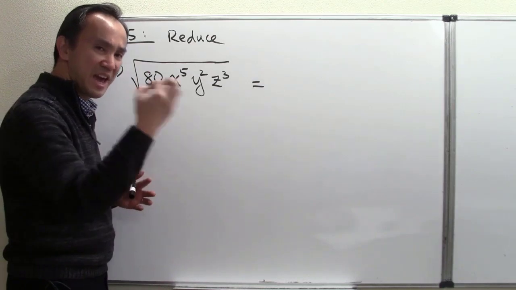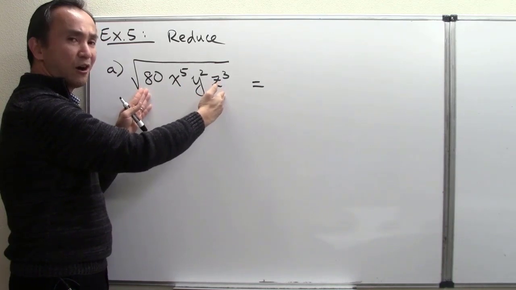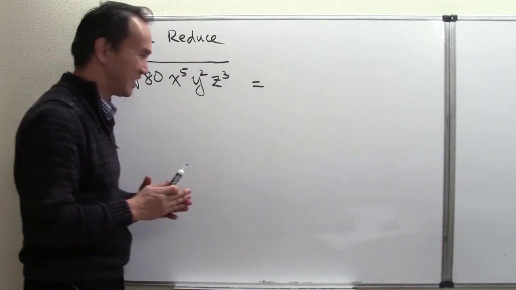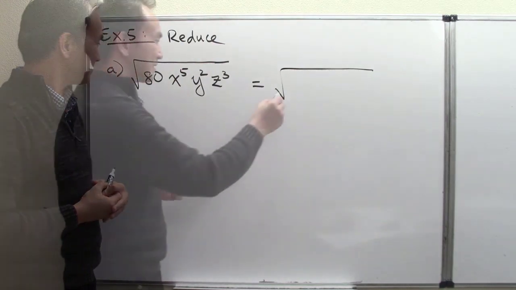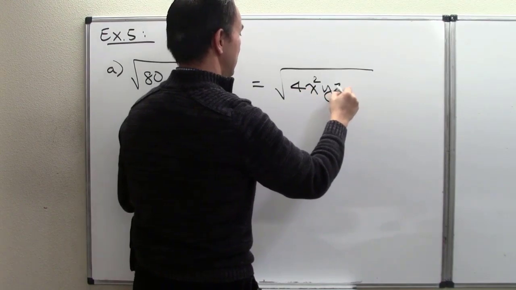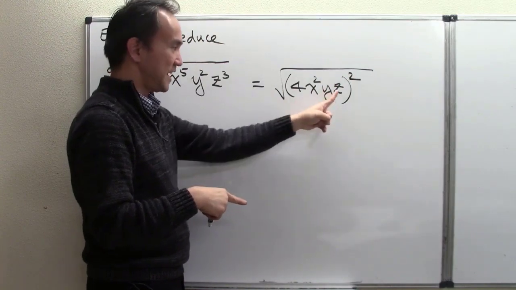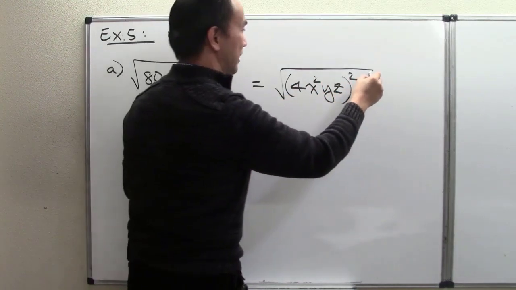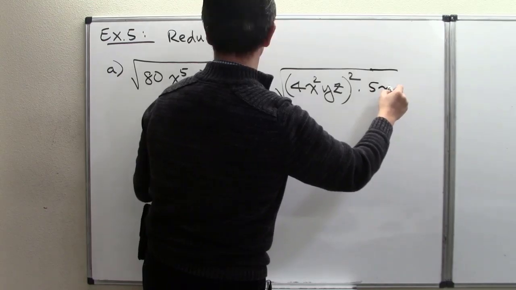My aim is to have my viewers and students be able to recognize the largest perfect square out of this expression in the least amount of time. So here's how I'm seeing the perfect square factor: 4x squared y z, all squared. That's the largest factor as a perfect square that goes into this entire expression. And then the remaining one will be 5xz.